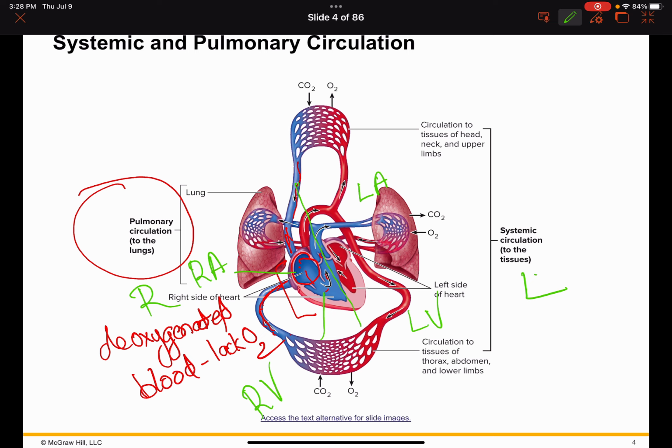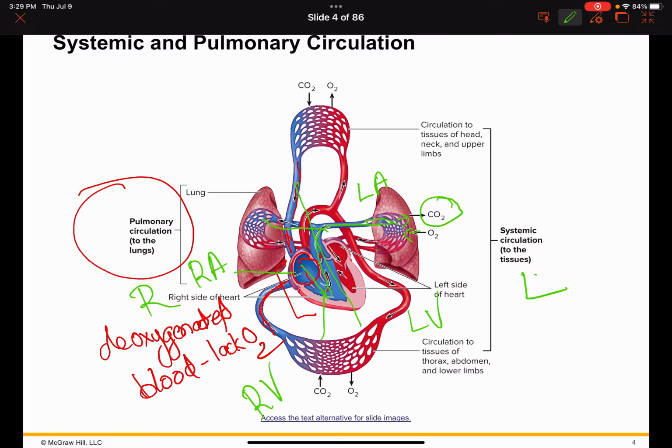So this deoxygenated blood goes from the right atrium to the right ventricle. Then it goes into pulmonary circulation, going to the lungs. It is deoxygenated, carbon dioxide-rich blood. In the lungs, what happens? Carbon dioxide leaves the blood, and oxygen enters the blood vessels. The process is called gas exchange.